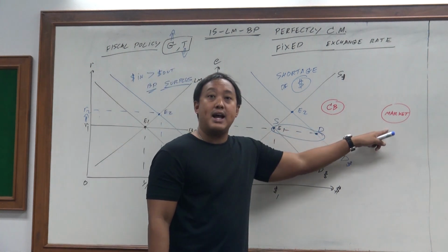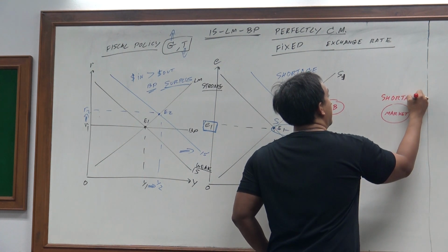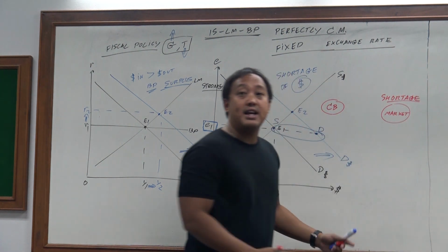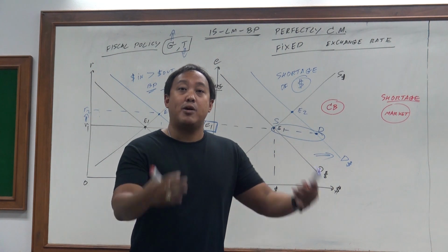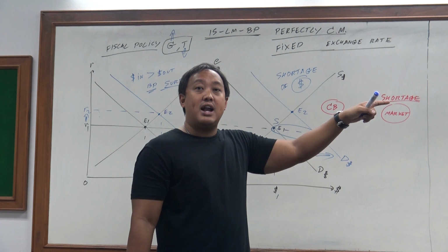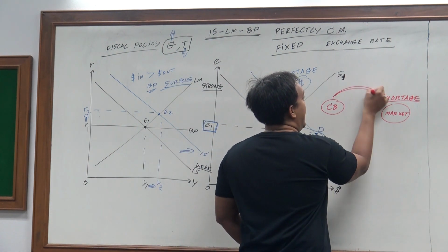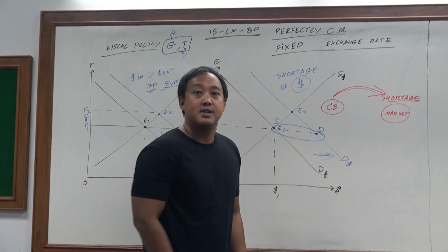Okay, the central bank and the market have a shortage of money. Shortage of US dollars. The money is not enough, right? People want to buy more than people want to sell. The central bank has to take care of this problem. US dollar is not enough, right? That's fine. The central bank has to print more money and sell it to the market.